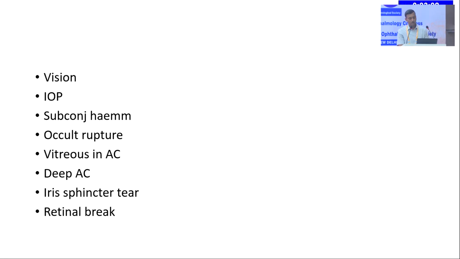Look for vitreous in the AC. A deep anterior chamber signifies a dislocated or subluxated lens. There could be a coexistent iris sphincter tear and retinal break. So in these cases, patients have to be referred to the vitreoretinal surgeon for pars plana vitrectomy, lensectomy, and scleral fixated IOL.